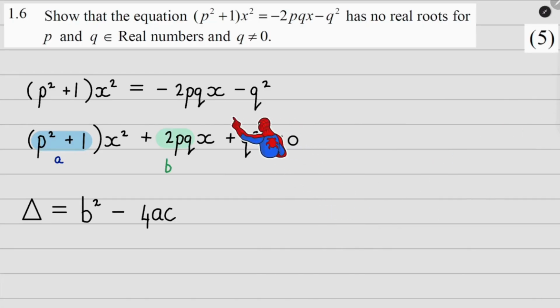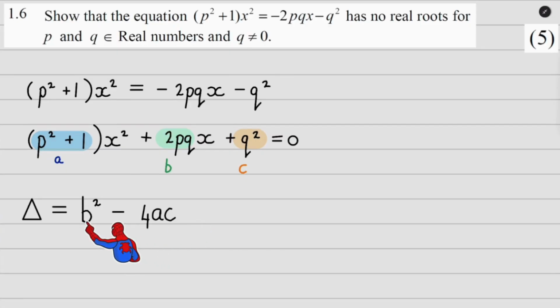And lastly, everything that does not have an x is my c value. And once that's out the way, we're going to sub those guys into the discriminant formula. Now when you sub into the discriminant formula, there should be no x's there. So we do not take the x squared or the x. They disappear when we go into the step.